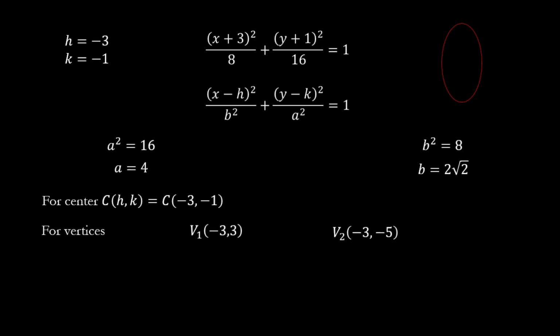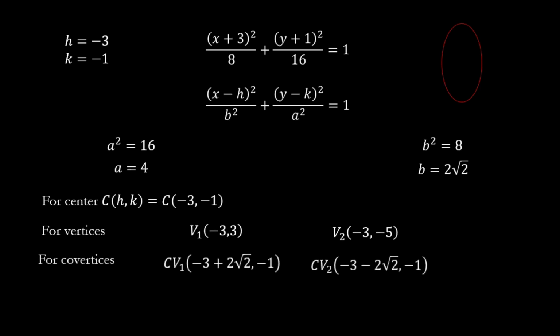For the co-vertices naman. So same lang din. Okay? Using formula or analyze. So kung manonotice nyo, since sa co-vertices ang pinag-uusapan, magiging constant naman si y. And yung mag-iiba dyan sa x. So as you can see, negative 3 plus kung ano yung letter b. Ano yung letter b? 2 square root of 2. That's why negative 3 plus 2 square root of 2, comma, negative 1. Then for the co-vertices 2, same, minus naman. Negative 3 minus 2 square root of 2, comma, negative 1. Okay? Now for the foci.